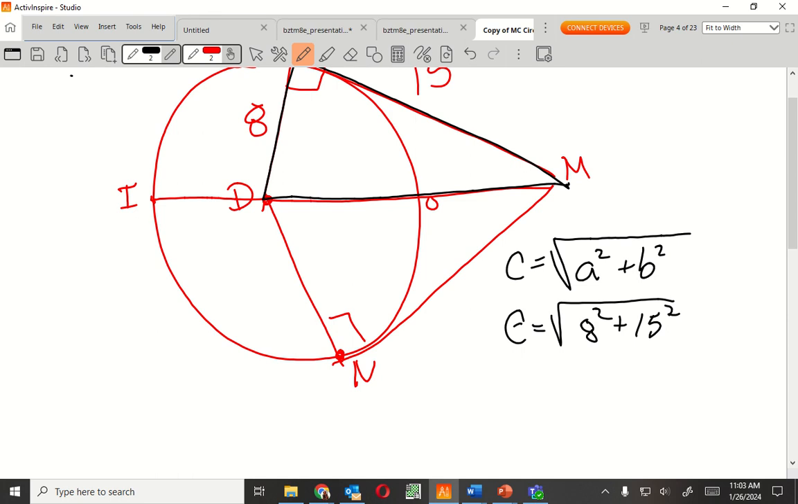8 squared and 15 squared. This is 8, and then 15, and then your C. It's 17. Good job. So C is equal to 17. C is 17.